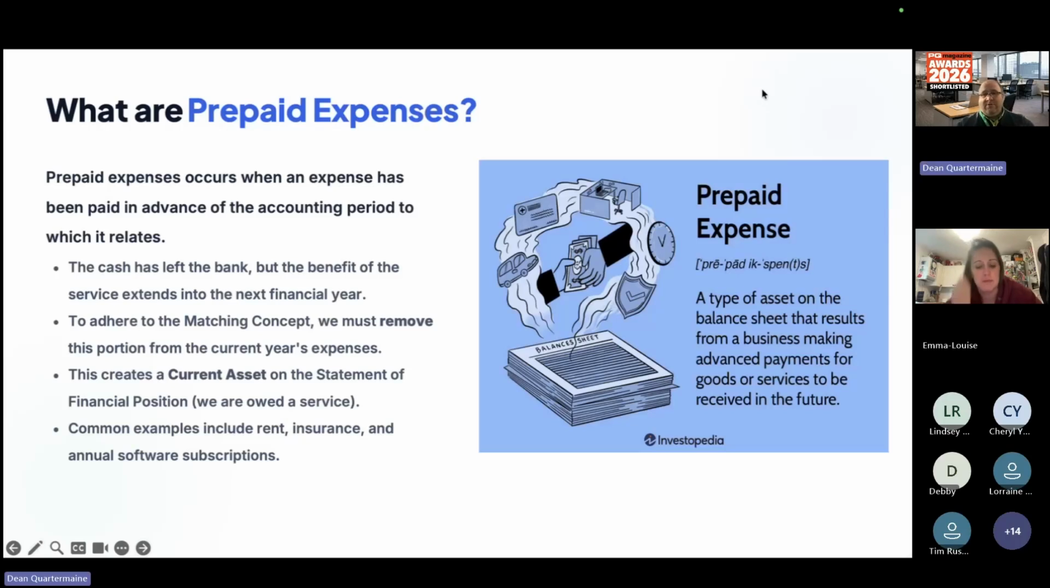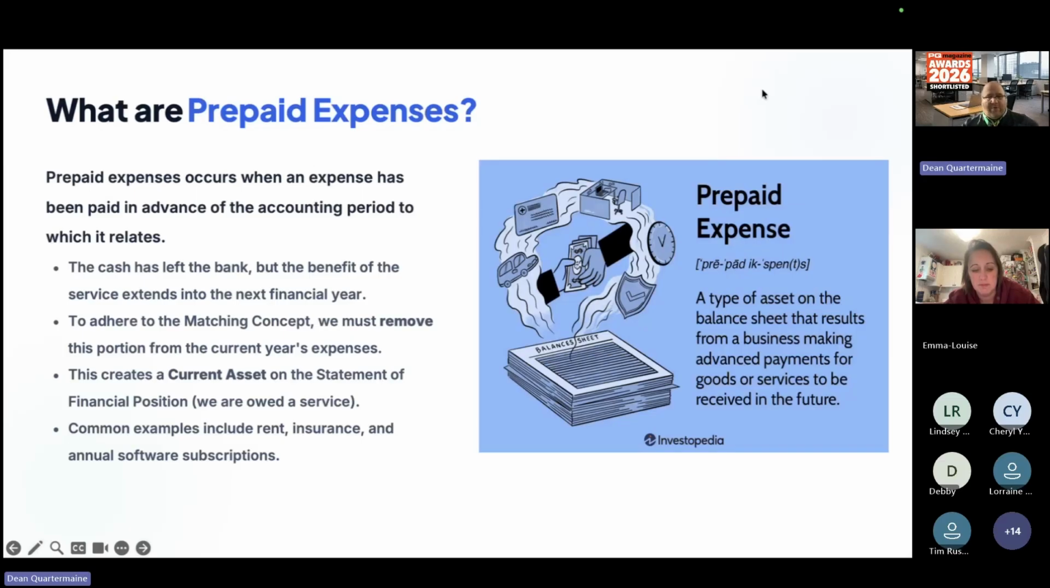So, key examples of prepaid expenses: rent. Typically, you pay rent in advance. Not everybody does, but typically you do. Insurance. So you generally pay insurance before you use the service. And then things like annual software subscriptions.